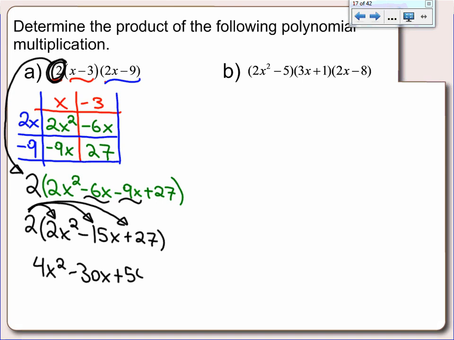So when you get a big question like this where you have a polynomial times a monomial, we leave the monomial to the very end because you see how easy it was to just distribute that monomial into the end and multiply everything by 2.